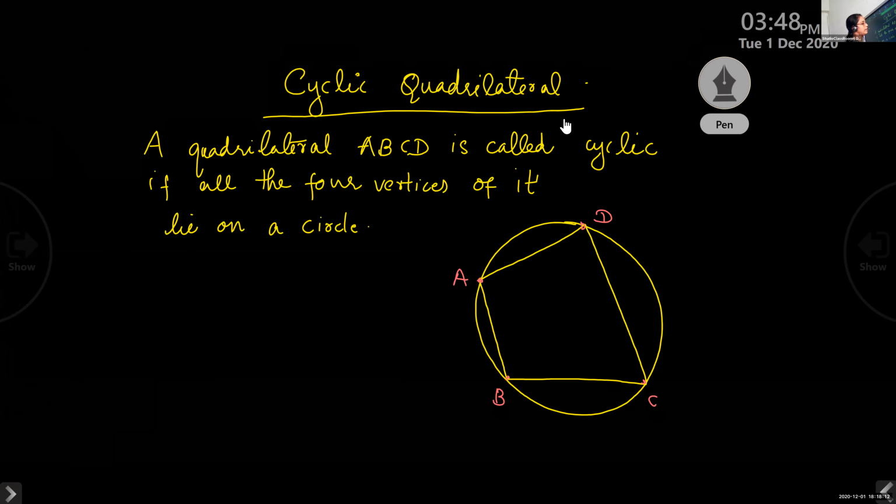See, children, look here. Where are these four vertices? How many vertices are there for a quadrilateral? 4. And these four vertices are on the circle. Okay, children. These four vertices are the points on the circle. Clear? Yes, ma'am. Okay, so ABCD is known as a cyclic quadrilateral if all the four vertices lie on the circle.